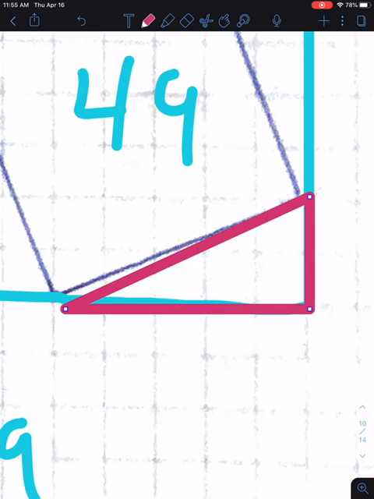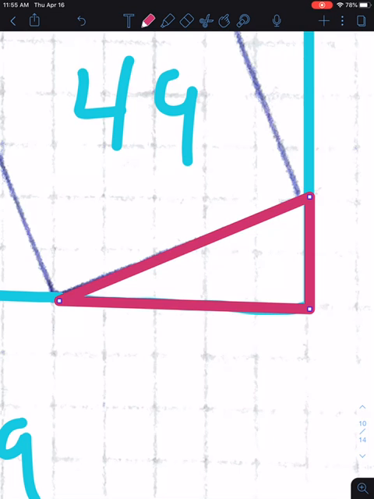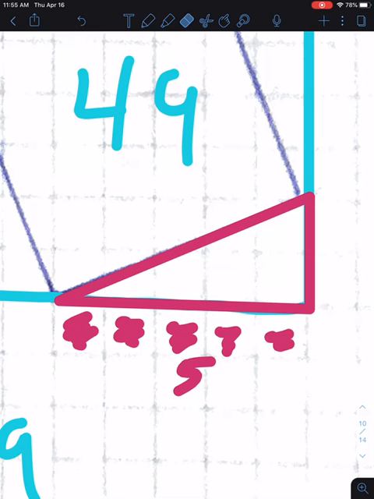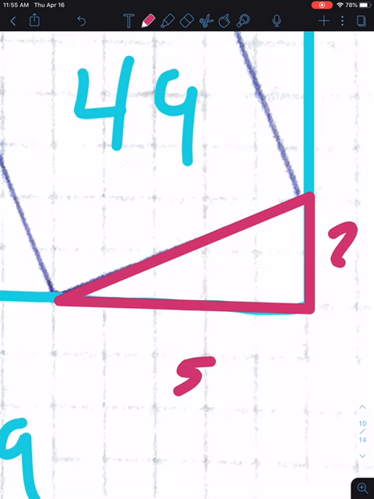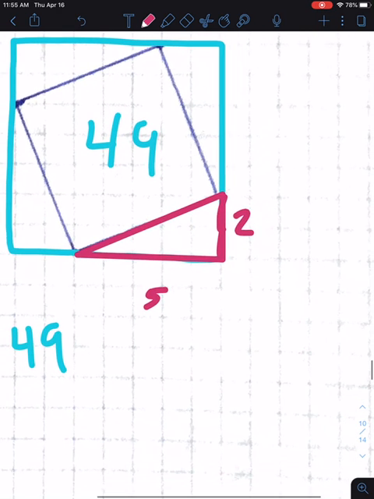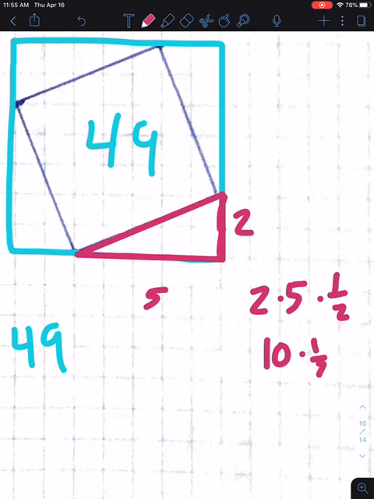Okay, there you go, make that work for me. All right, so the side length of this triangle is 1, 2, 3, 4, 5. Okay, so that's 5. All right. And the height of the triangle is 2, because we've got 2 squares on that side. So if we do this, all right, 2 times 5 times 1/2. All right, so 2 times 5 is 10 times 1/2 is 5. So the area of this triangle is 5.